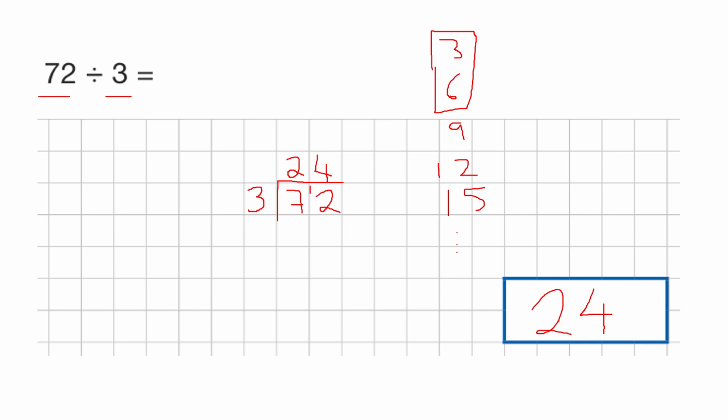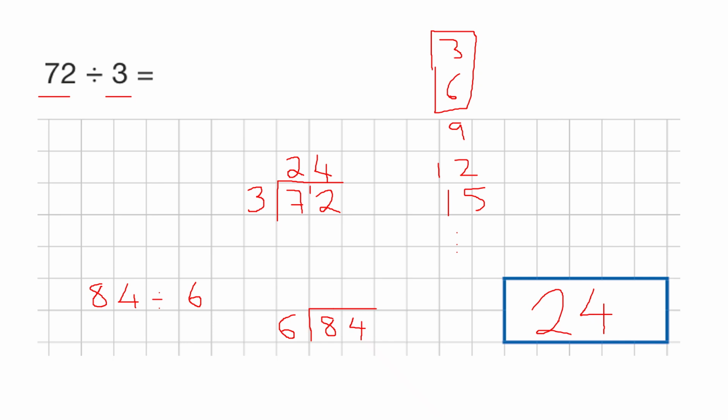Let's say I want to work out 84 divided by 6. Again, let's set up our bus stop. We're going to have 84 inside my bus stop, and then the divisor, what I'm dividing by, goes outside the bus stop. In this case, it's going to be 6. And again, watch the process.